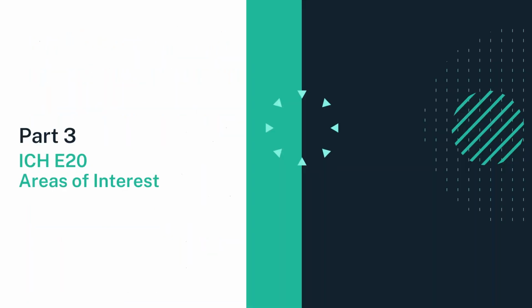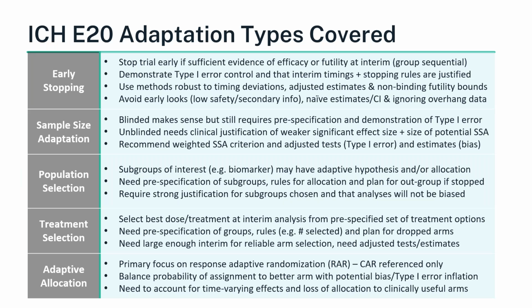And then we get to the ICH E20 areas of interest, which basically can be broken down to specific designs covered and special topics of interest. So, the designs covered are early stopping, sample size adaptation, population selection, treatment selection, and adaptive allocation.